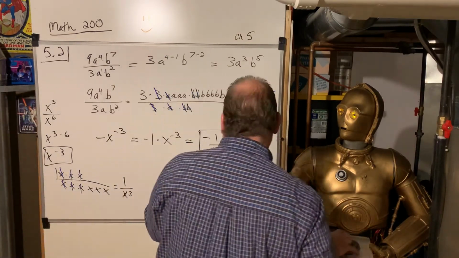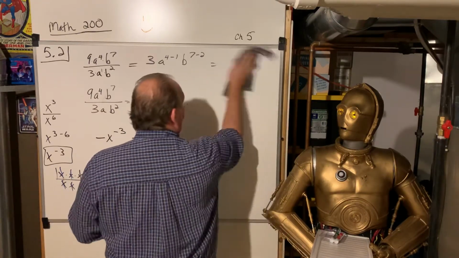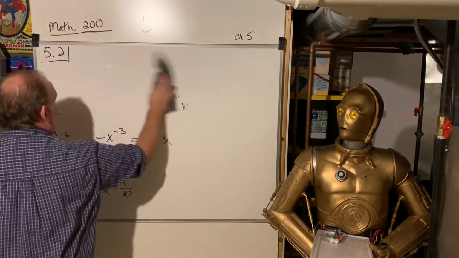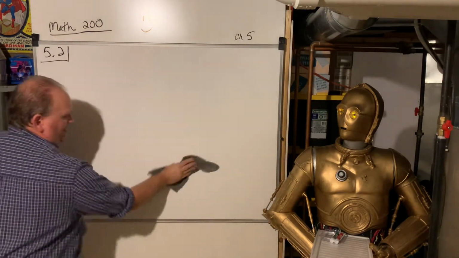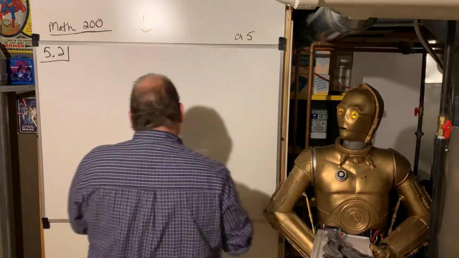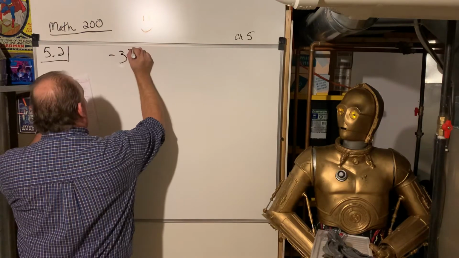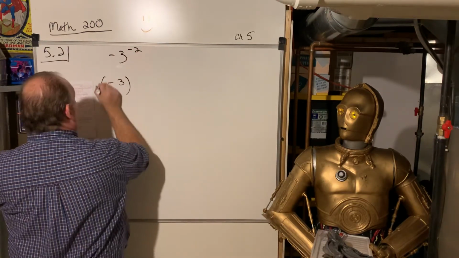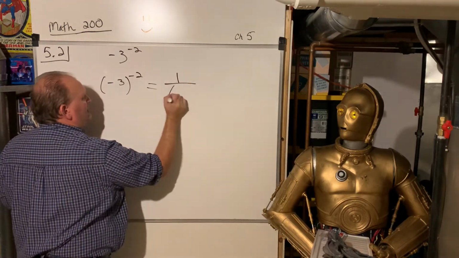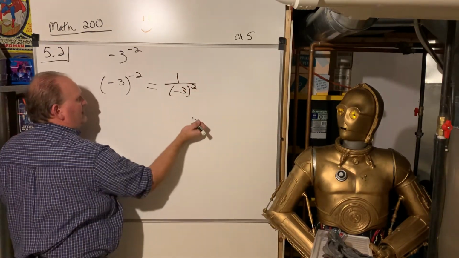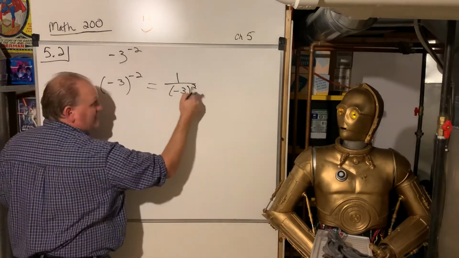Okay, let's look at a couple other ones. These are actual numbers that we can evaluate. So we got negative 3 to the negative 2, and we got negative 3 in quantity to the negative 2. Let's do this one first. This is 1 over negative 3 squared, right? Because that negative 2 shifted to the bottom, and now we can evaluate that.